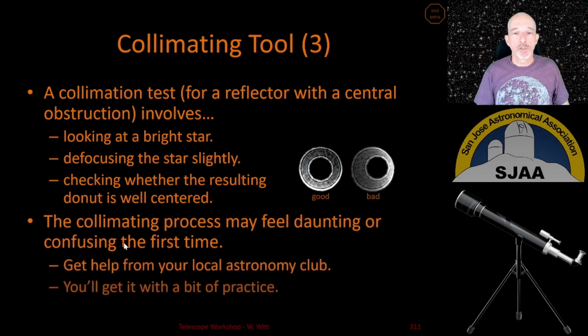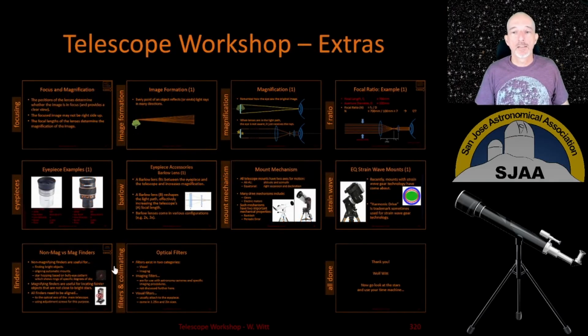And the collimation process may feel daunting because you have to adjust some screws here or there, right, to get this from here to here. That sounds simple, but it can be confusing the first time you do it. So you can get help from your local astronomy club, and don't worry, you'll get it with a bit of practice.